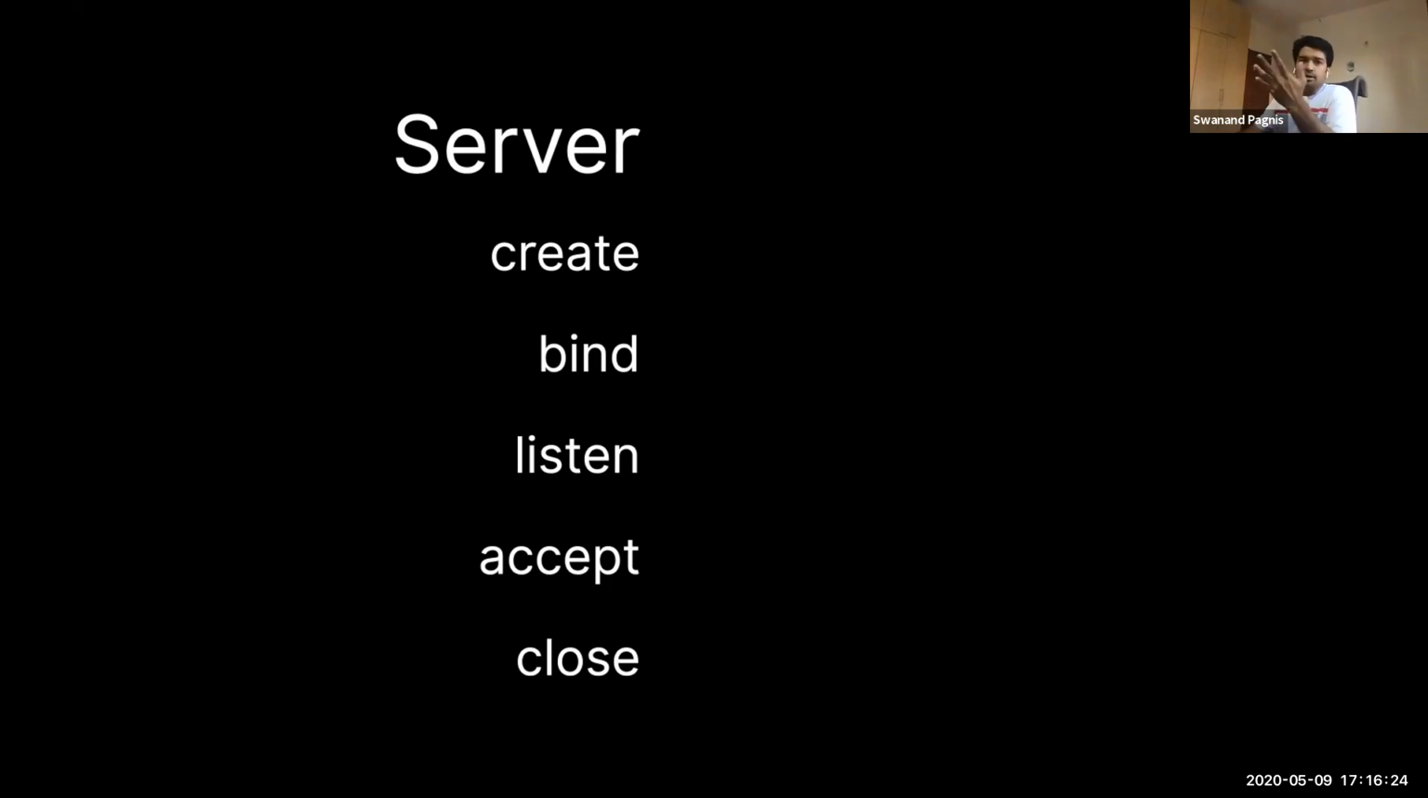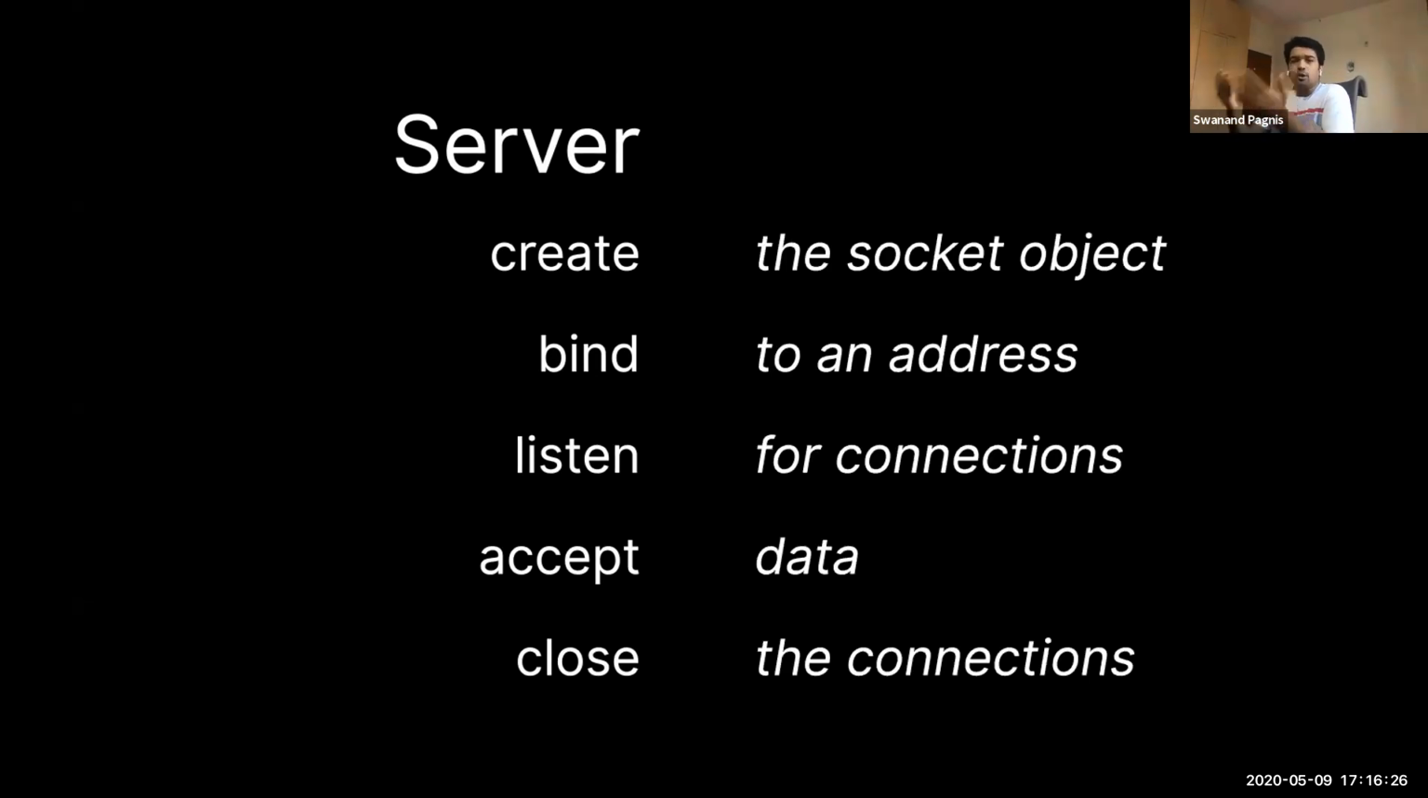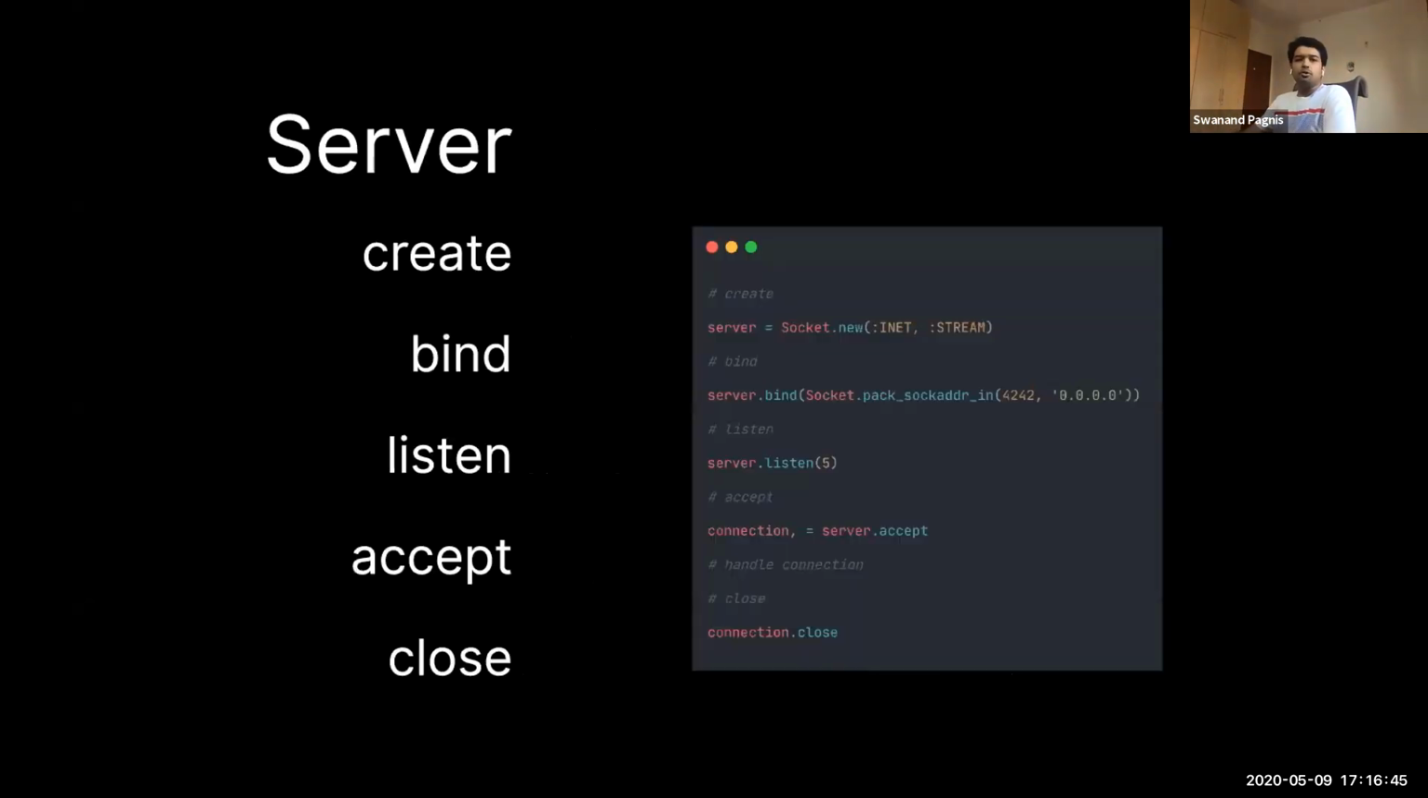So you basically create the socket object. You have to bind to an address. You have to listen for connections. Then you have to accept the data, and then finally you have to close the connections. Any communication with a socket has to follow this particular life cycle. And so the code for this is actually fairly straightforward.